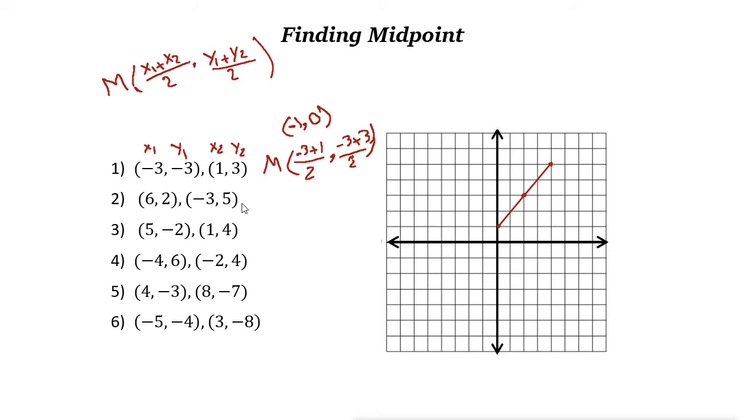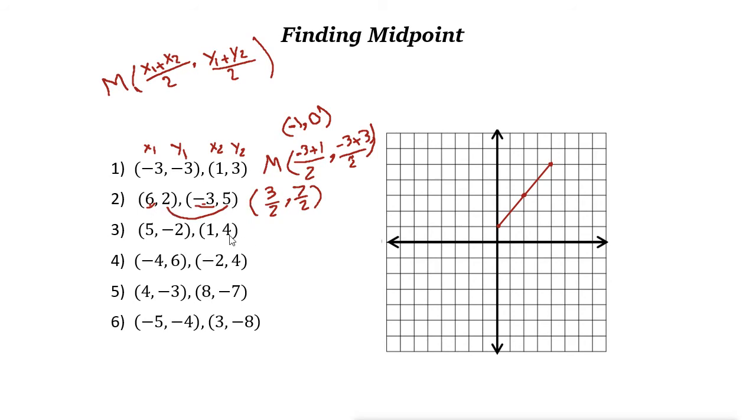Let's take a look at the next example. So, the idea is simple. You just need to add these two x's divided by 2, and then these two y's divided by 2. So if you use that method, 6 plus negative 3 is just 3, and if you divide it by 2, it's just 3 over 2. 2 plus 5 is 7, over 2. So that's the midpoint of these two points.